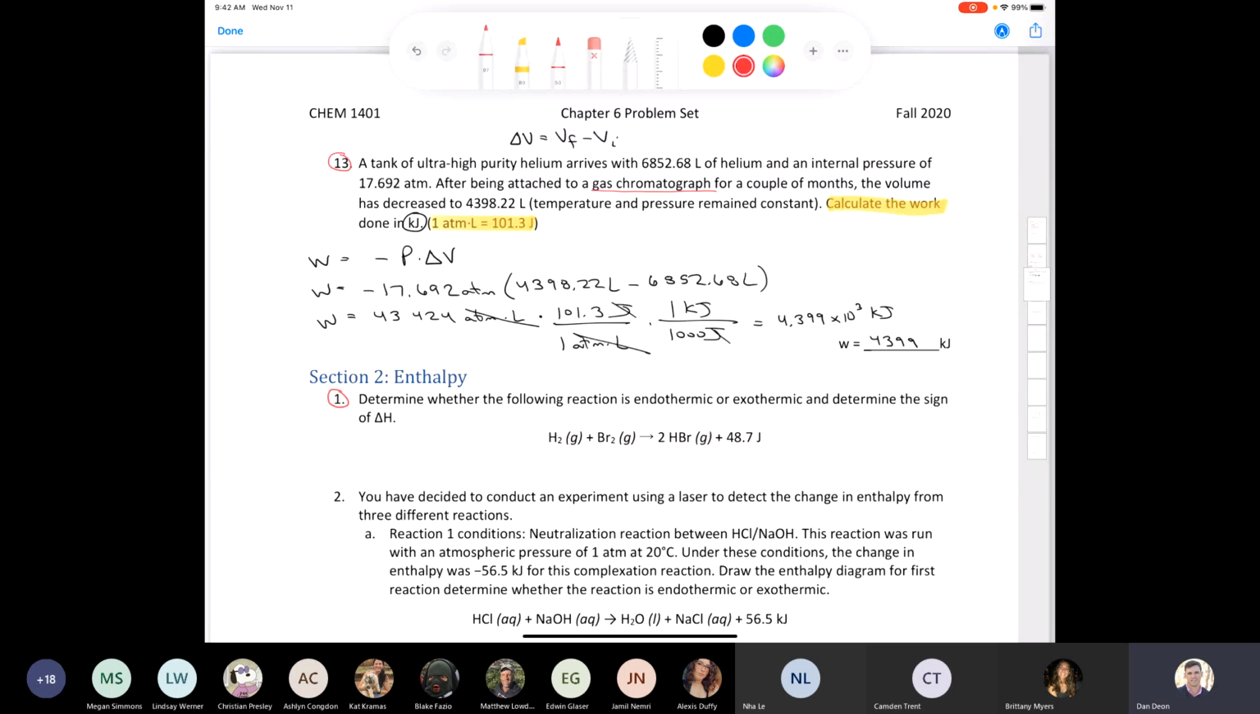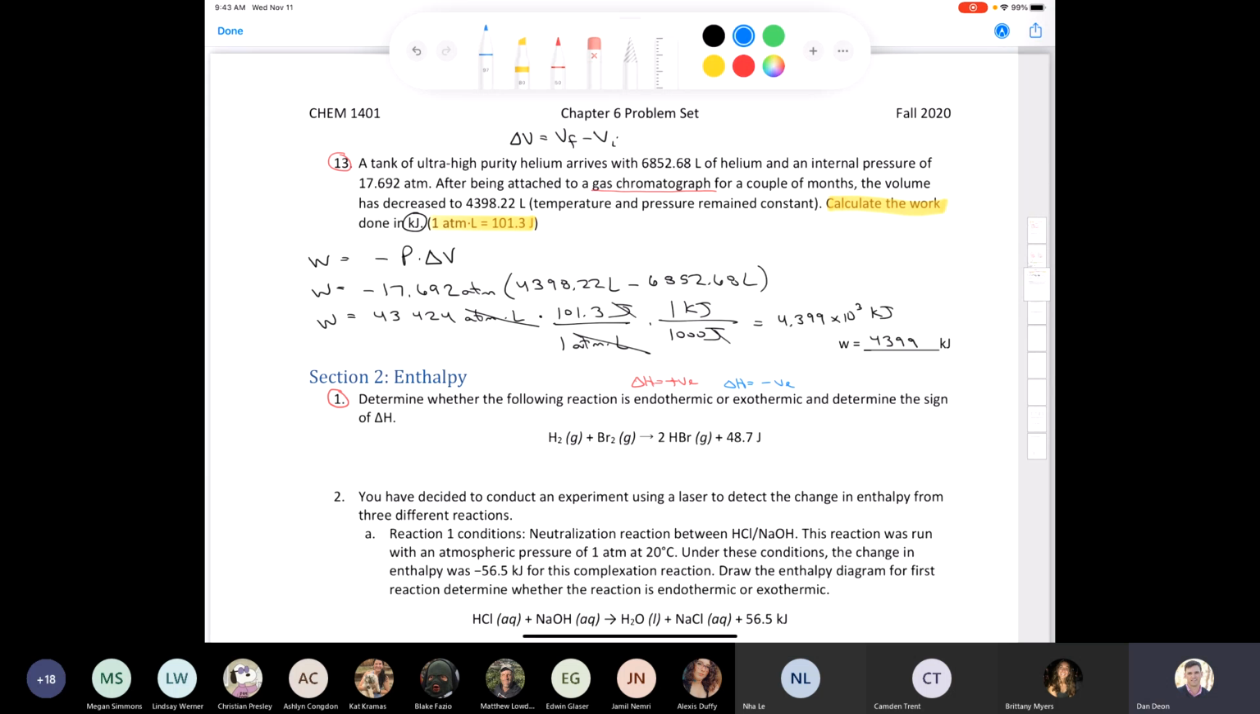So it says determine whether the following reaction is endothermic or exothermic and determine the sign of delta H. Well, we already discussed delta H's sign earlier today with respect to when a reaction is endothermic or exothermic. And we said that when delta H is positive, that's an endothermic reaction. And when delta H is negative, that's an exothermic reaction.